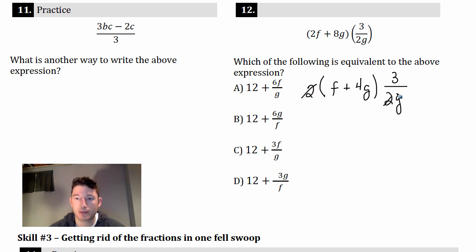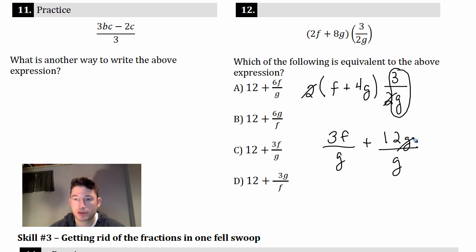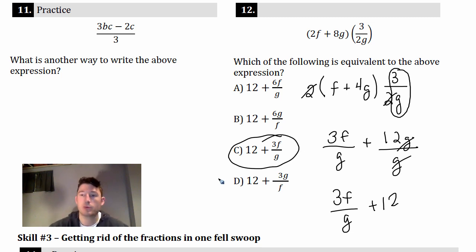So the 2's will cancel out, right? Because that's 2 on the top, 2 on the bottom. And now let's multiply what's left over. So that's 3 over g, and distribute that into both. So that's 3f over g plus 12g over g. The g's will cancel out, and all you're left with is 3f over g plus 12. Oh, choice C. There it is. And we move on. So these are just getting you to practice, get comfortable with a fraction times an expression.